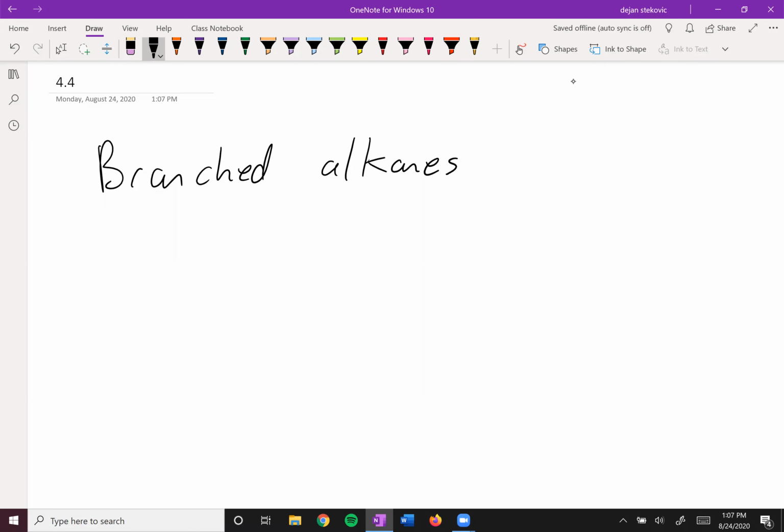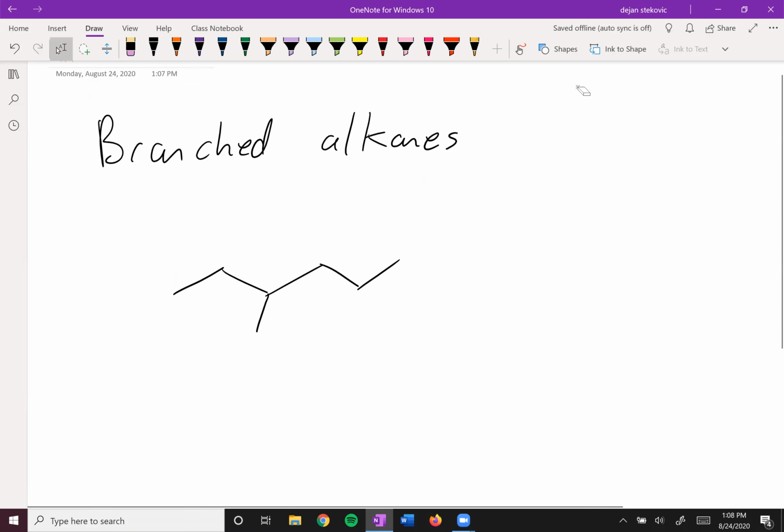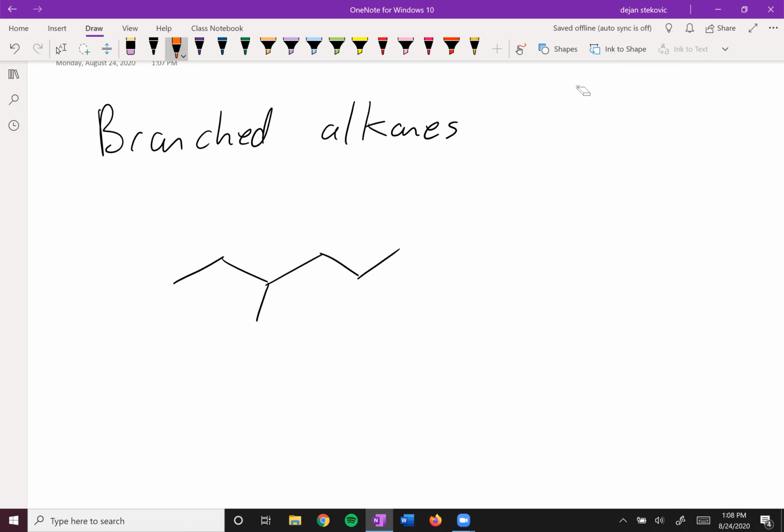All right, let's talk about branched alkanes. So we figured out how to name just regular alkanes, right? Just straight chain alkanes. But what if we had something like this? Now we have this little branch down here. And so the first step in these problems is to, number one, find the parent.